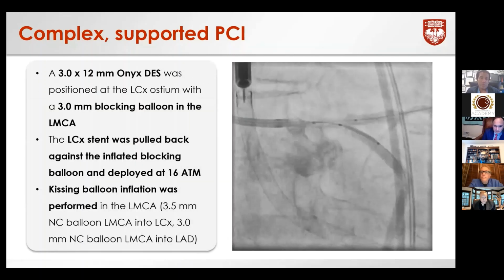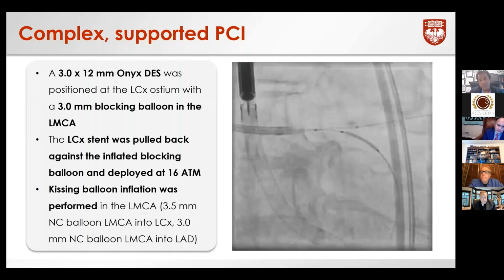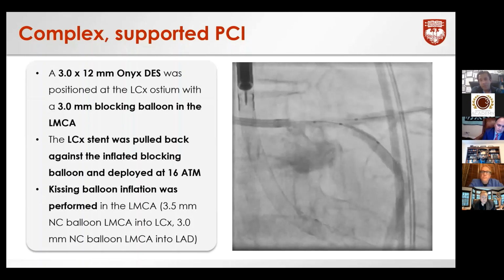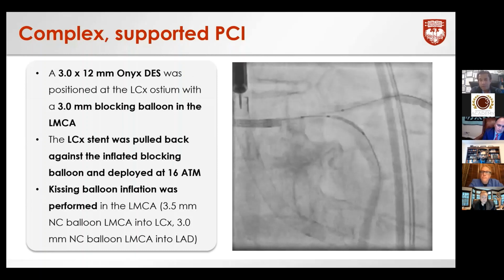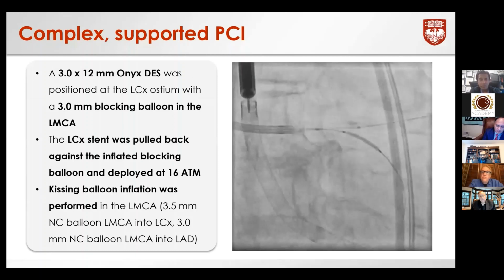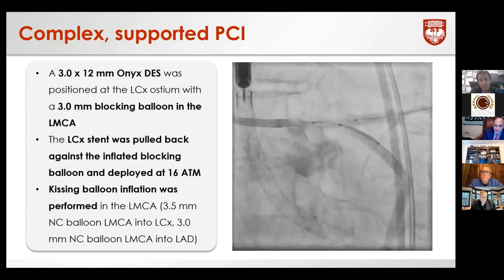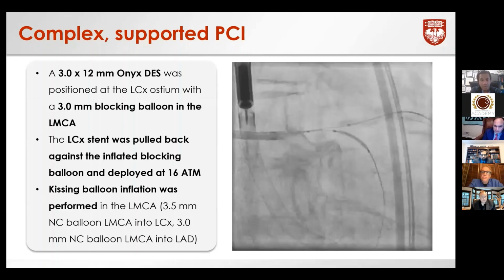A 3.0 by 12 Onyx stent was positioned at the circ ostium. We kicked around whether we should do a DK crush or how we should do this. We said, okay, we've got enough variables here. Let's try to keep this simple. We did a modified stopper stent, T-stenting with a blocking balloon.